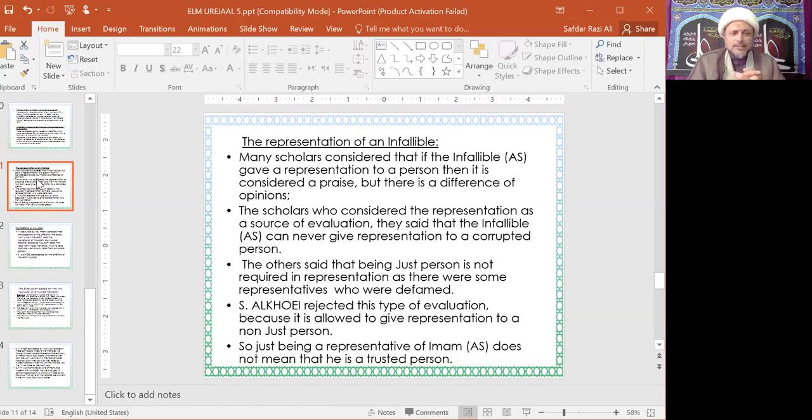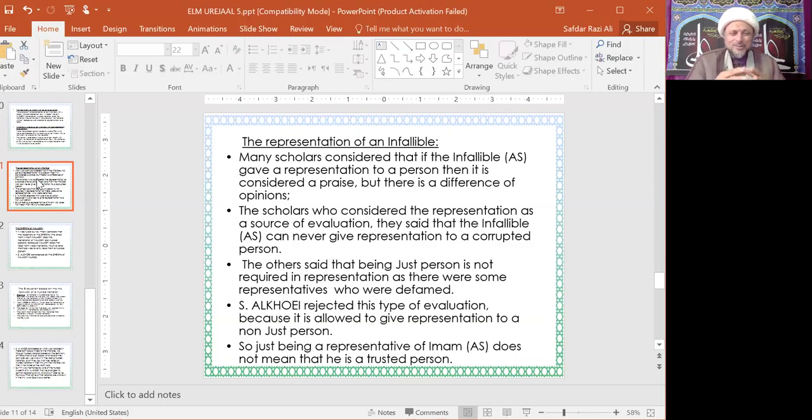So is the wikala, the power of attorney given? Many scholars consider that if the infallible alayhi salatu wasalam gave a representation to a person, then it is considered a praise. But there is a difference of opinion. The scholars who considered the representation as a source of evaluation said that the infallibles alayhi wasalam can never give representation to a corrupted person. The others said that being a just person is not required in representation, as there are some representatives who were defamed. Sayyid al-Khou'i rejected this type of evaluation because Sayyid al-Khou'i gave his representation to corrupted people.